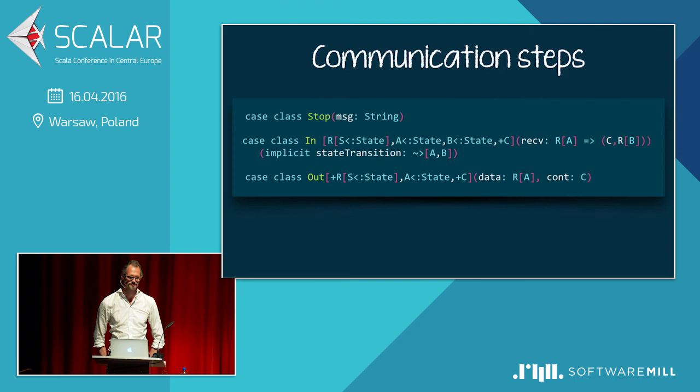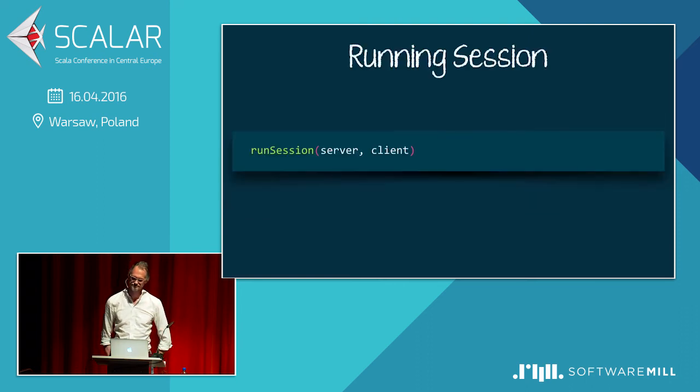It gets the resource, and returns the continuation and the resource in the new state. This is needed in order to check that the state transition is allowed for the server to do. The out is much simpler. It just gives us a resource in state A, and it informs us which continuation of the session it expects. Now, as we have both of them, we can run this session.